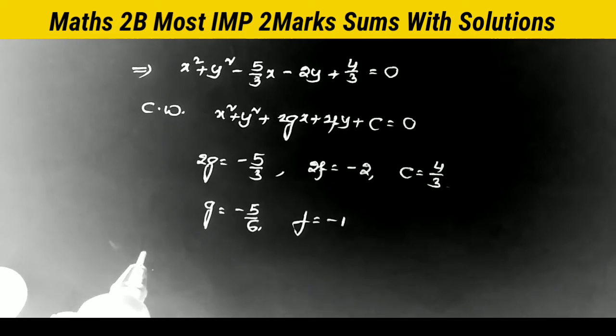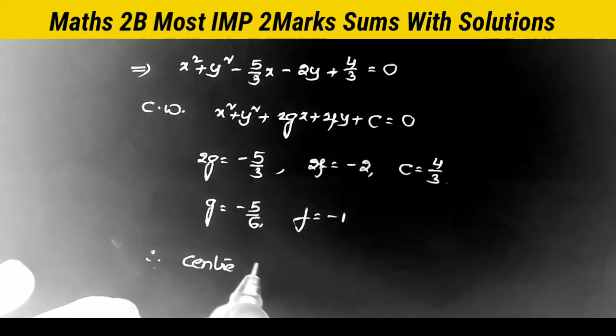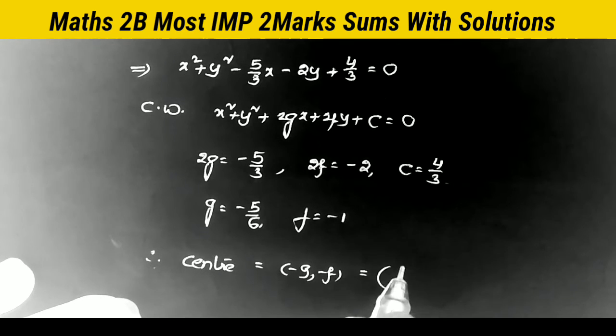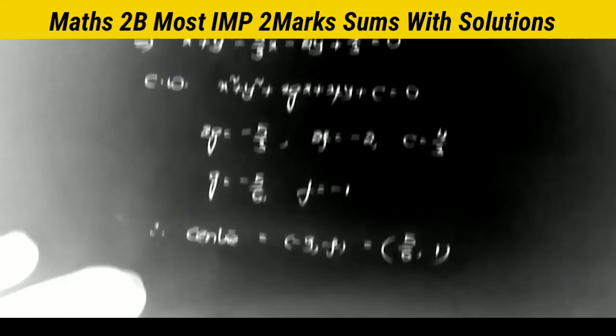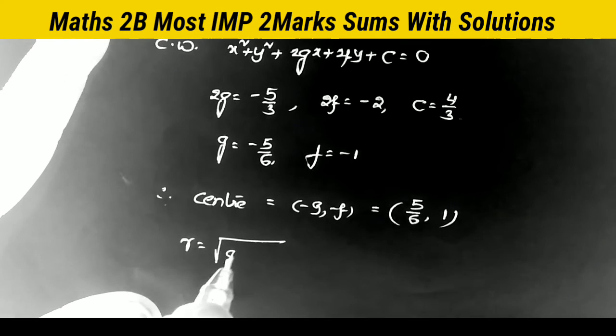Therefore, we want the center and radius. Therefore, center is equal to, what is the center formula? Minus g comma minus f. That is equal to minus of minus 5 by 6 means 5 by 6, minus of minus 1, that is plus 1. And radius is equal to, what is the formula for radius?